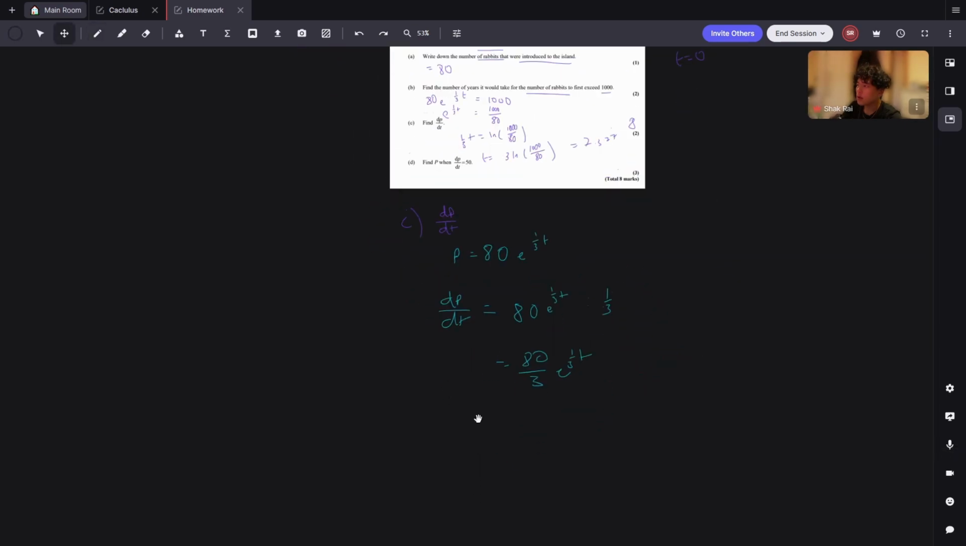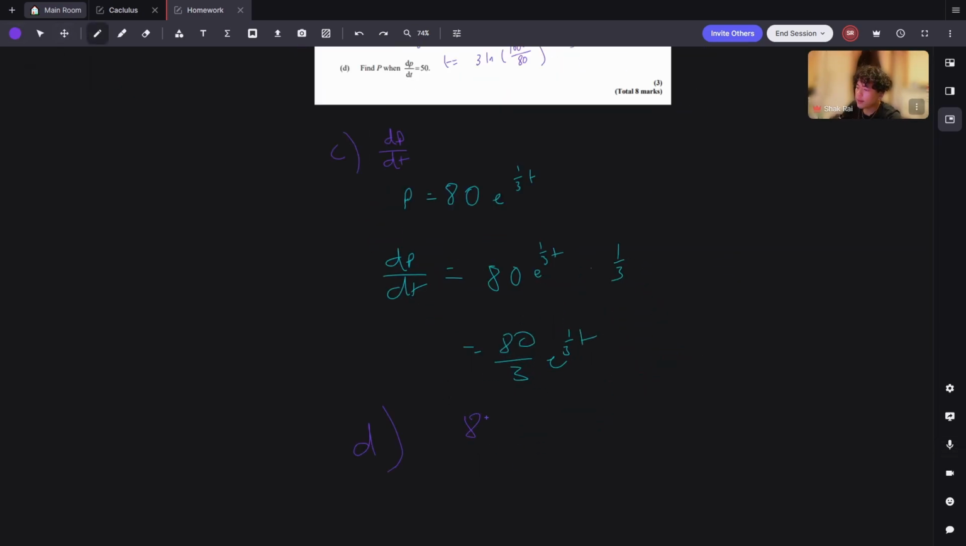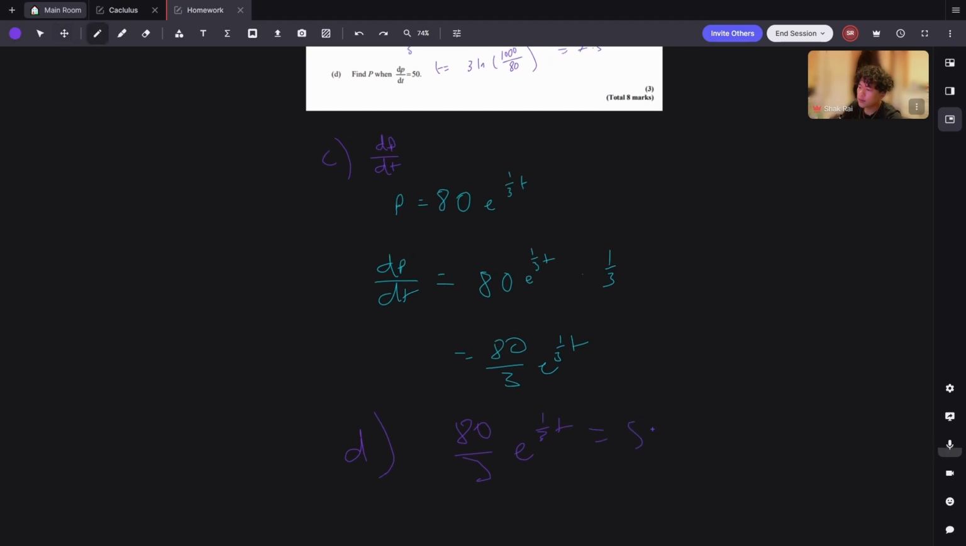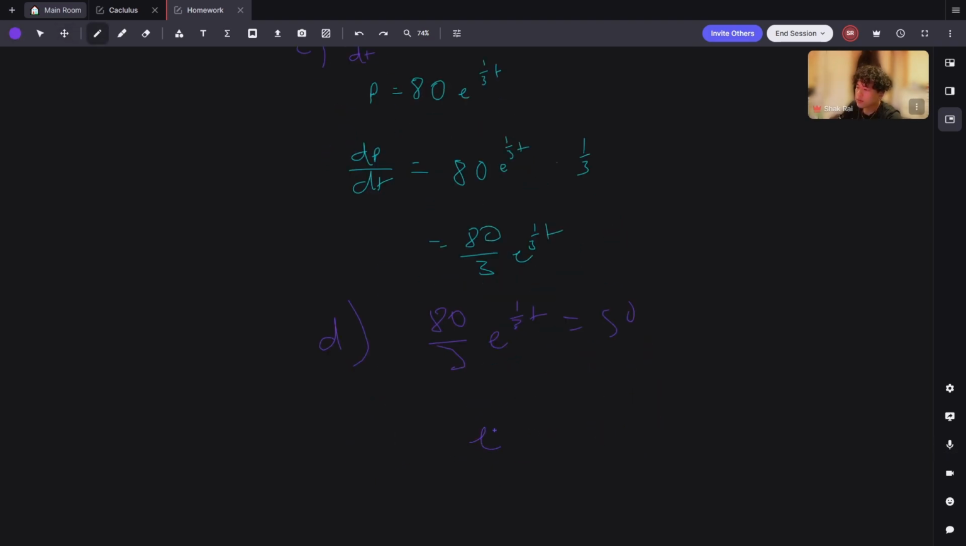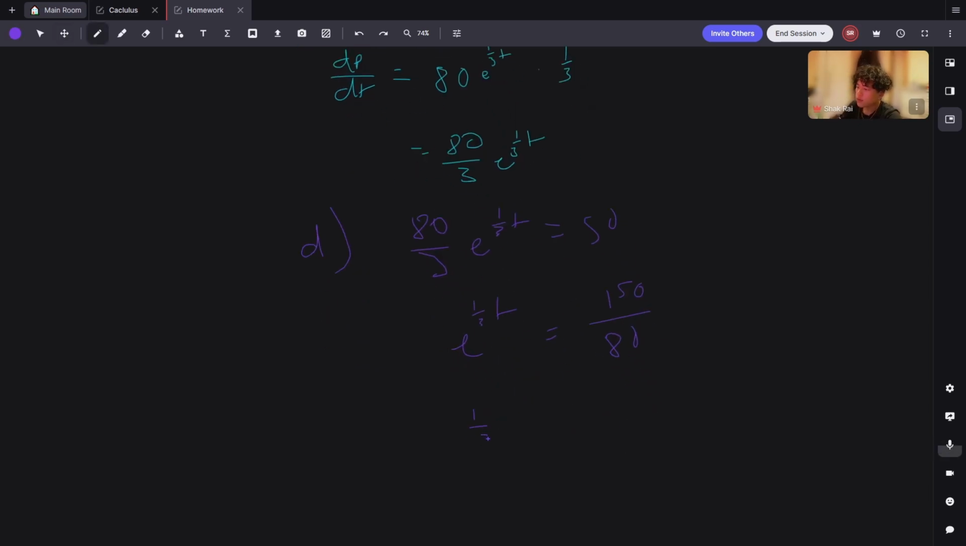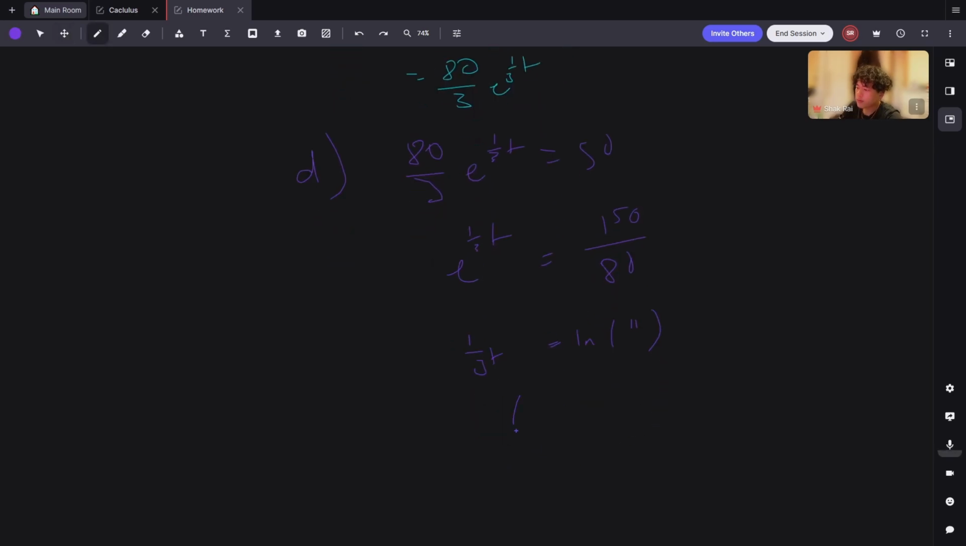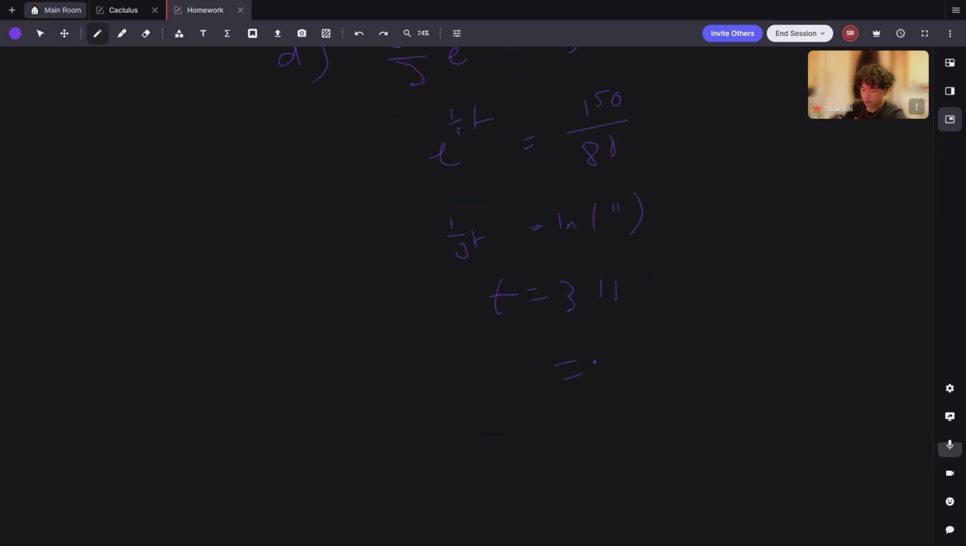So find p when dp by dt equals 50. So part D, when 80 over 3 e to the power of 1 over 3t equals 50. So we just do e to the power of 1 over 3t equals 150 over 80. So 1 over 3t equals ln of just this. I'm just going to do that because I don't want to write it again. So t equals 3 lots of that. So this equals 3 ln of 150 over 80.